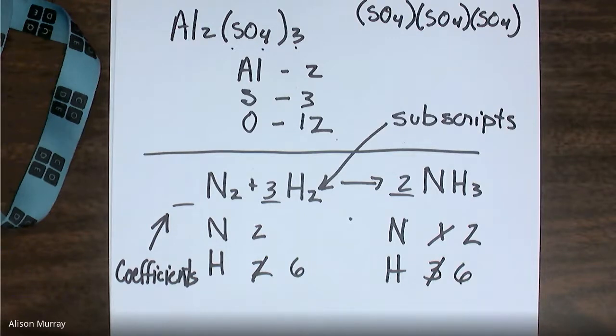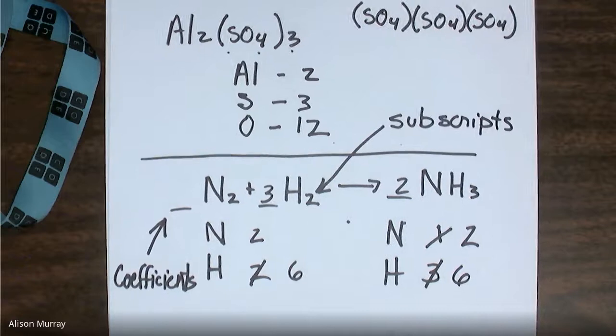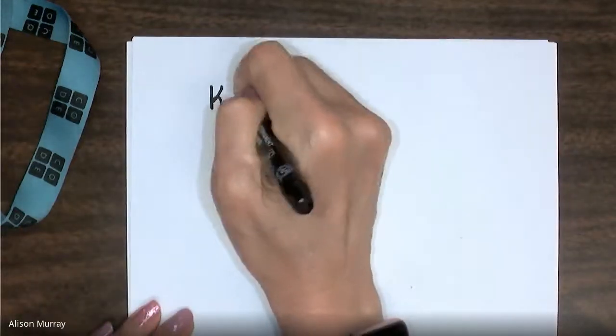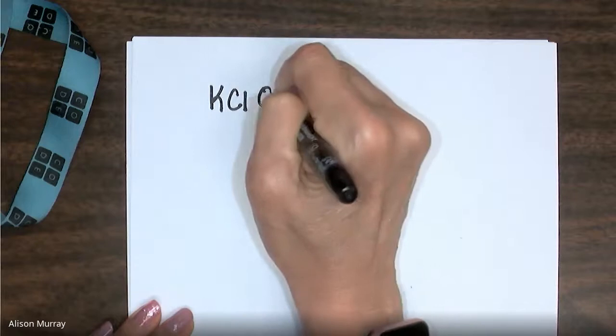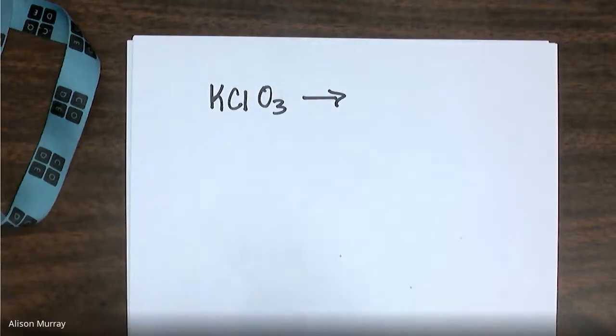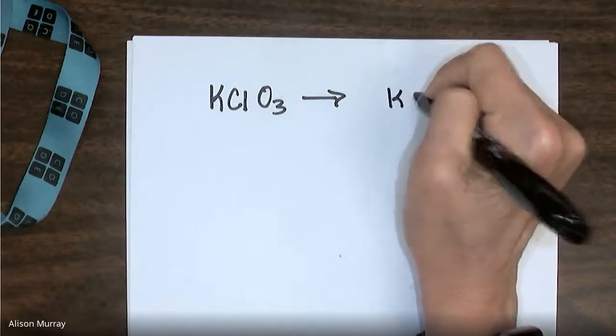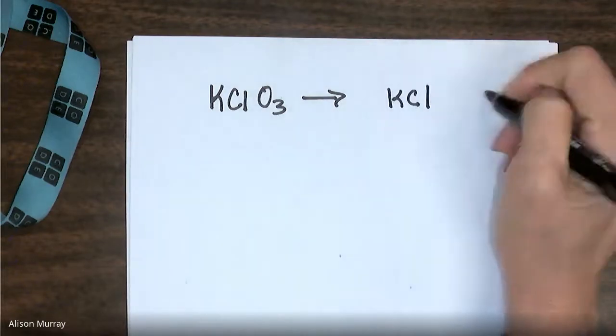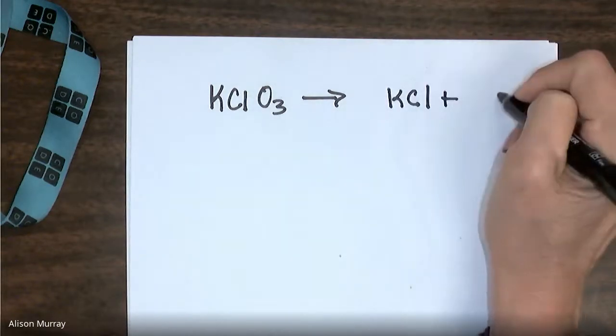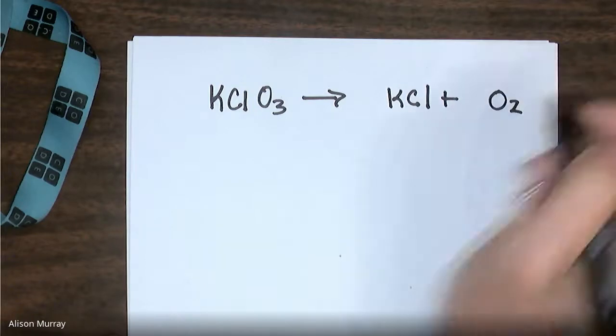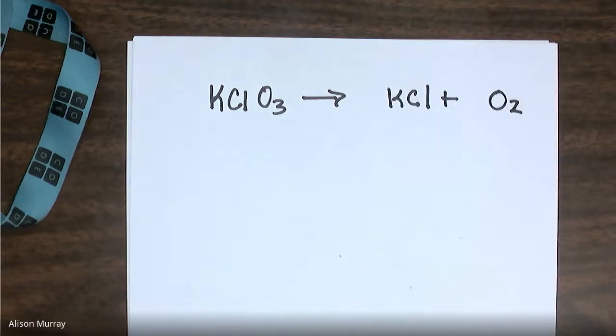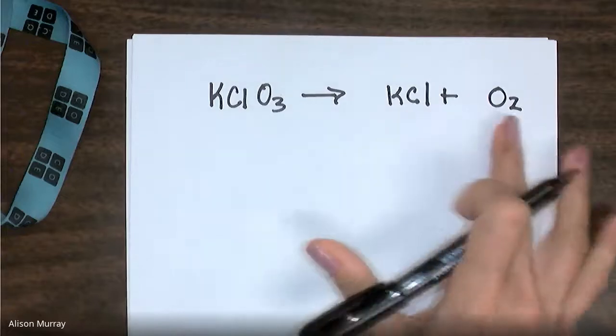Going to do a couple more examples for you. Now, KClO3, when it reacts, it actually decomposes, which means it breaks into parts. So KClO3 breaks into KCl and oxygen.